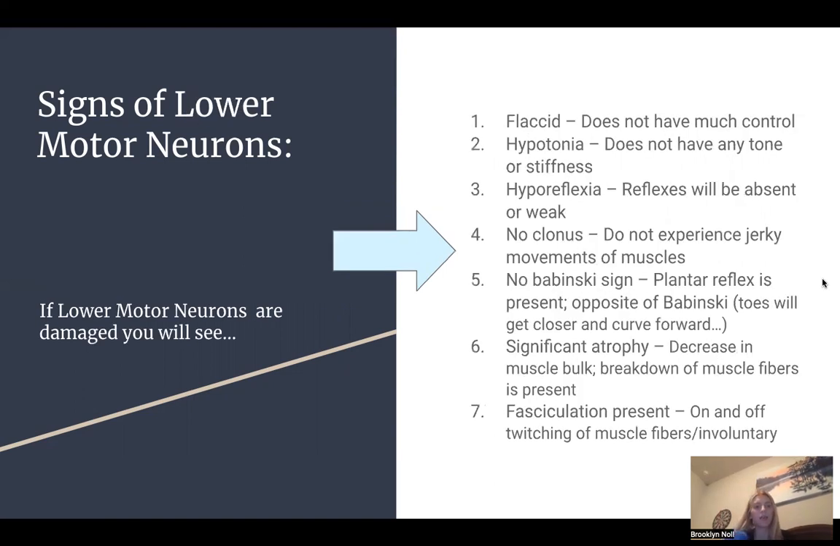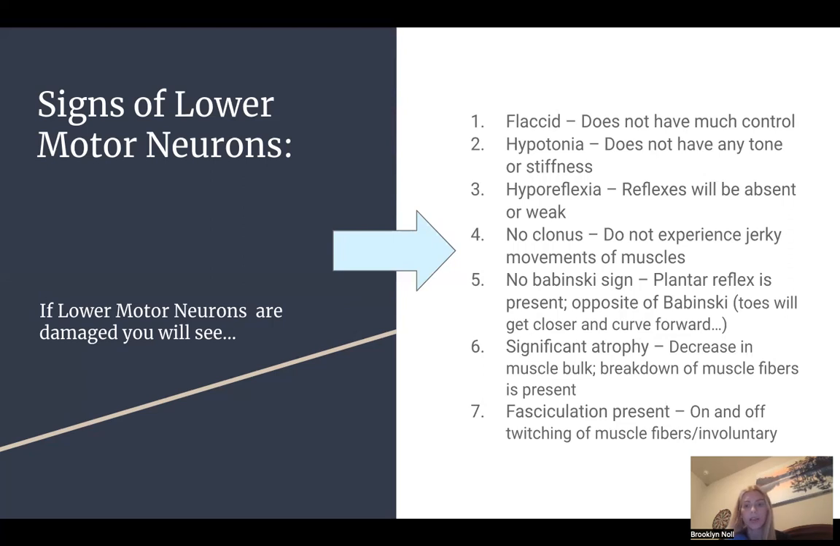And then signs of lower motor neuron lesions. If a lower motor neuron is damaged, you will see one, flaccidity. This means there is not much control over the muscle. Two, hypotonia, which is where it does not have any tone or stiffness. Three, hyporeflexia, which is basically the reflexes will be absent or weak.